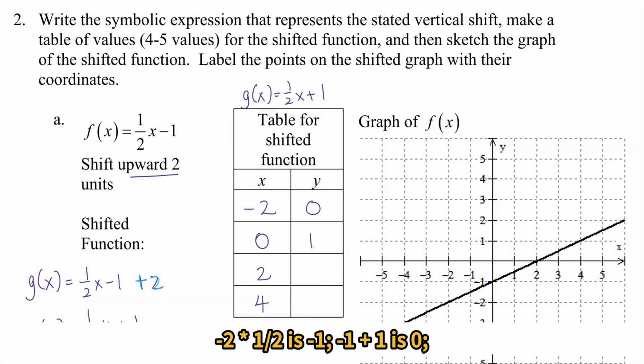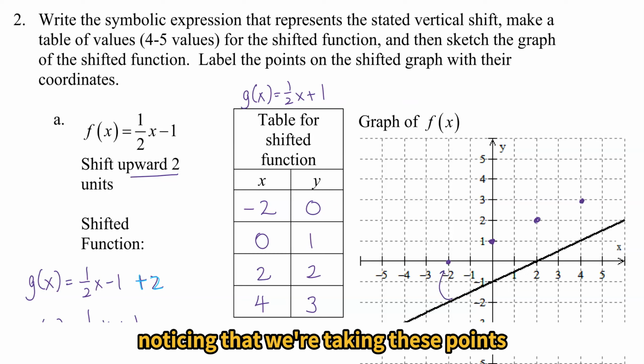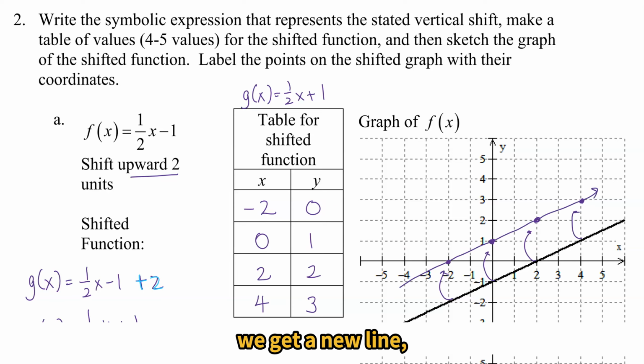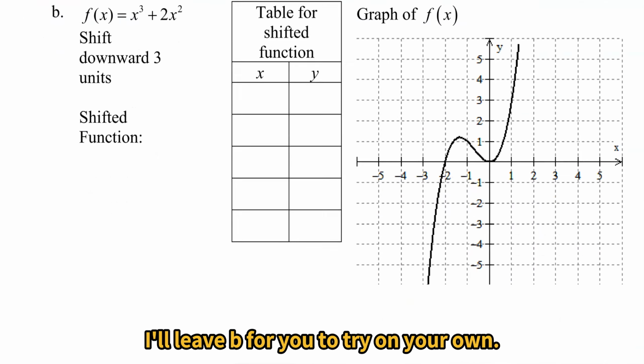Negative 1 plus 1 is 0. 2 times 1/2 is 1. 1 plus 1 is 2. 4 times 1/2 is 2. 2 plus 1 is 3. And sure enough, noticing that we're taking these points and shifting them up 2, we get a new line, a new linear function. I'll leave B for you to try on your own.